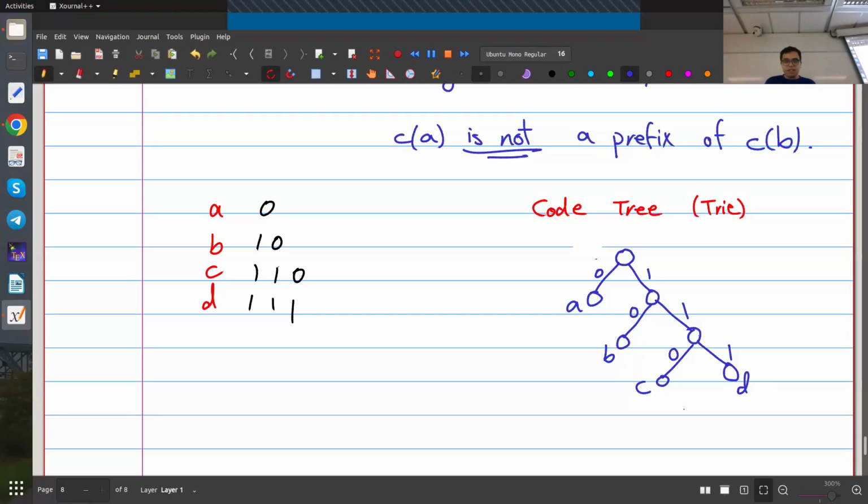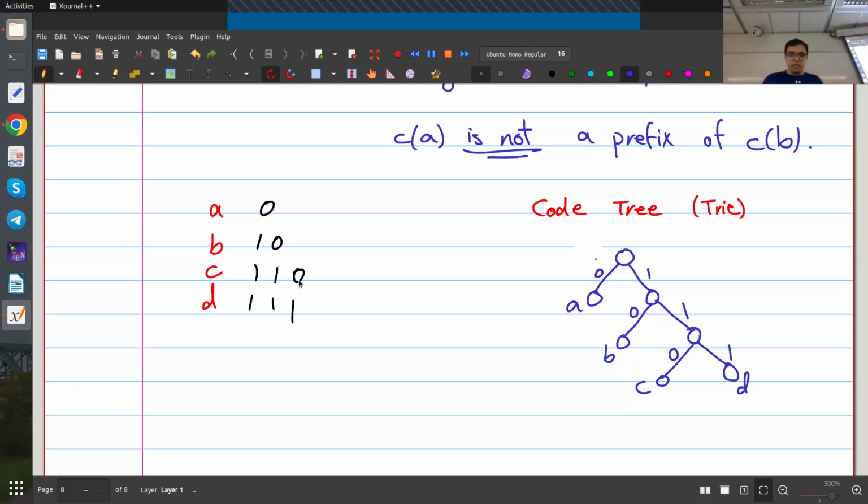But there is a nicer property as well. All of our code words are always at the leaves of my tree, right? If you look at A, B, C, and D, they're all at the leaves. And actually, I also don't have extra leaves. My leaves are exactly corresponding to the letters of my original alphabet.